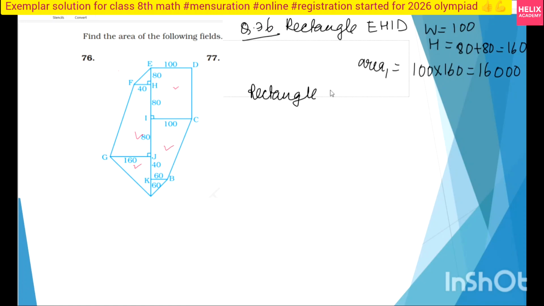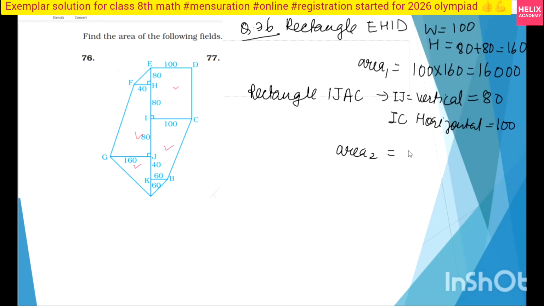Rectangle IJAC. Okay. So vertical is 80. That is, IJ is equal to the vertical height, or I can say it is 80. And IC is horizontal. So its value is 100, right? So I can say the rectangle is IJAC, and area 2 will be 100 into 80. So it becomes 8,000. Next is your small rectangle.